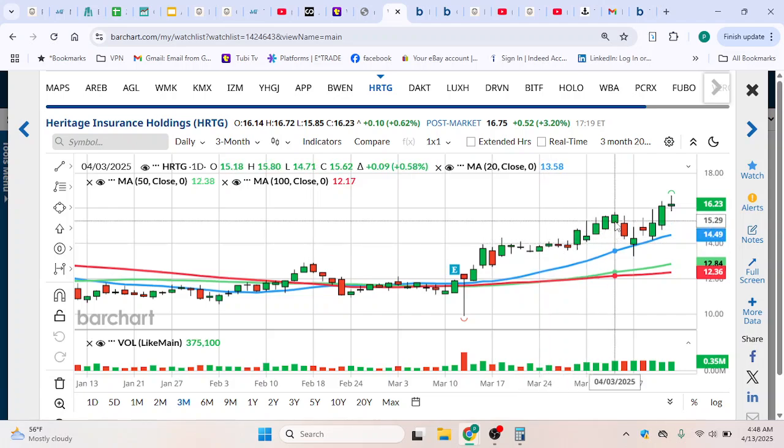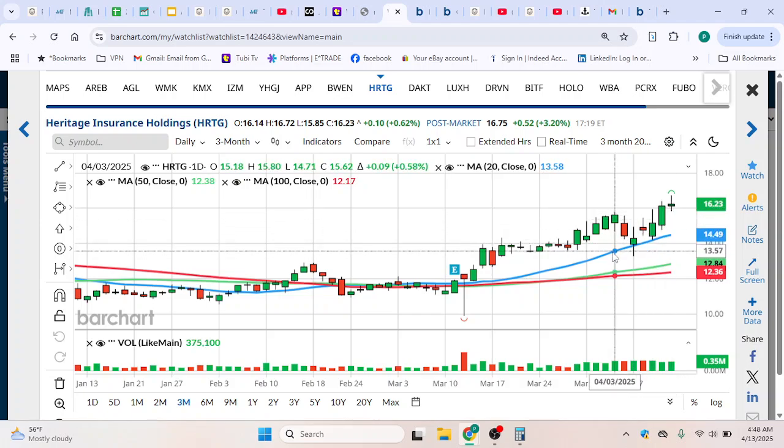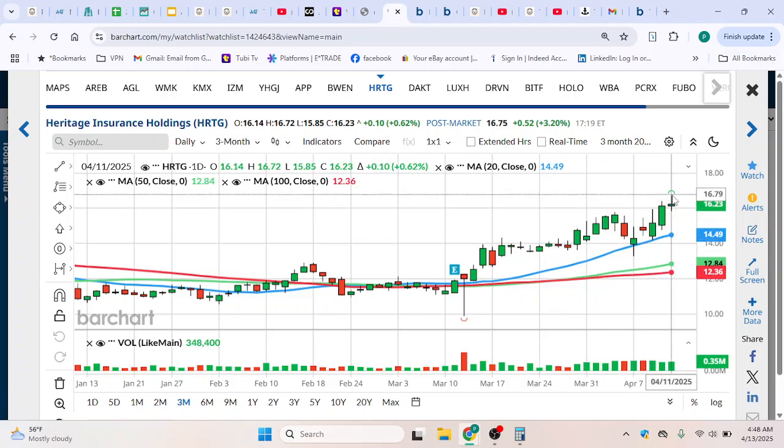So now it gave us this buy setup here at this 20-period moving average, right? And over the last 3 days it has moved up. It moved up from this moving average, from about 14 a couple points up to 16, closed at 16.23 Friday. Just made a slight new high.